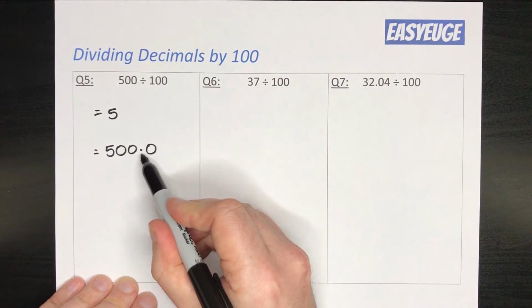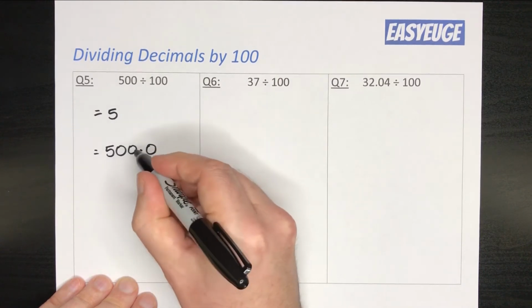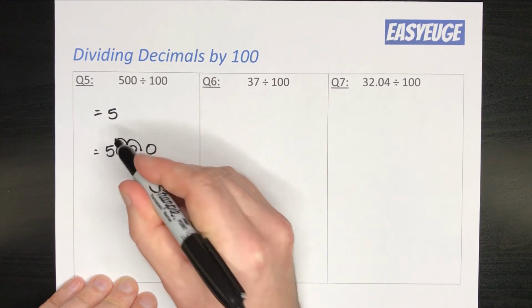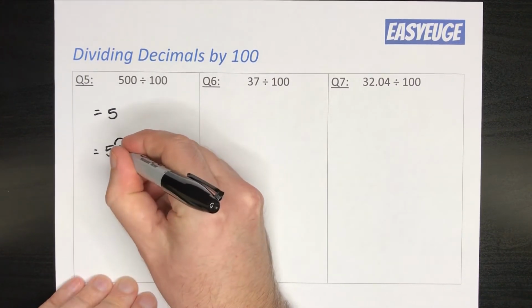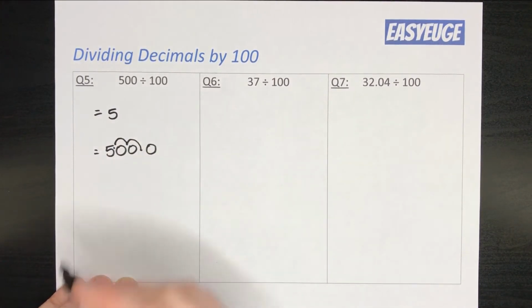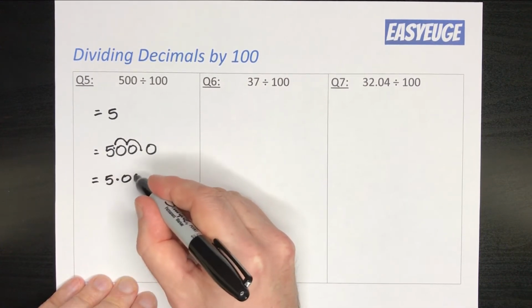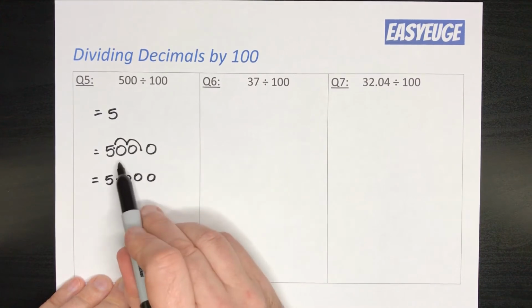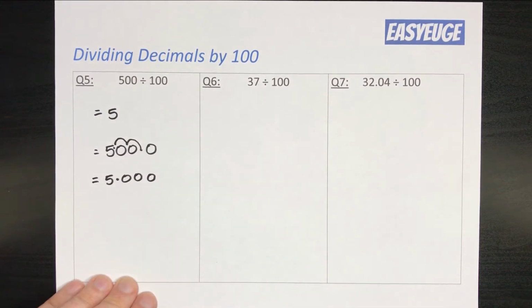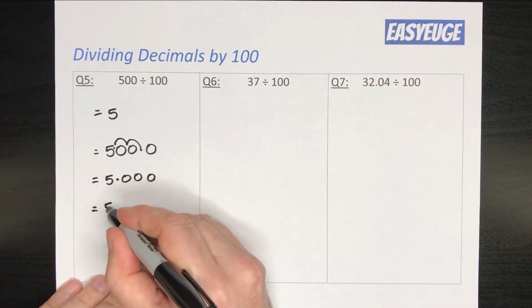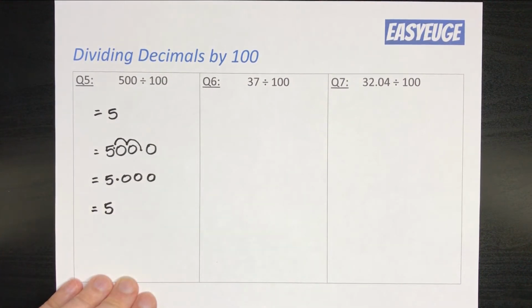So let's locate the decimal point, and we will move it 2 places to the left. 1, 2. And the decimal point goes in there. So this can be rewritten now as 5.000. That's all of those zeros. So there's no value after the decimal point. So that is very simply 5.